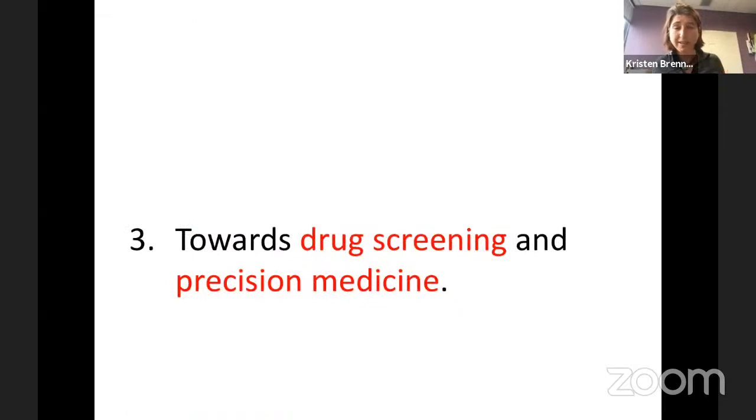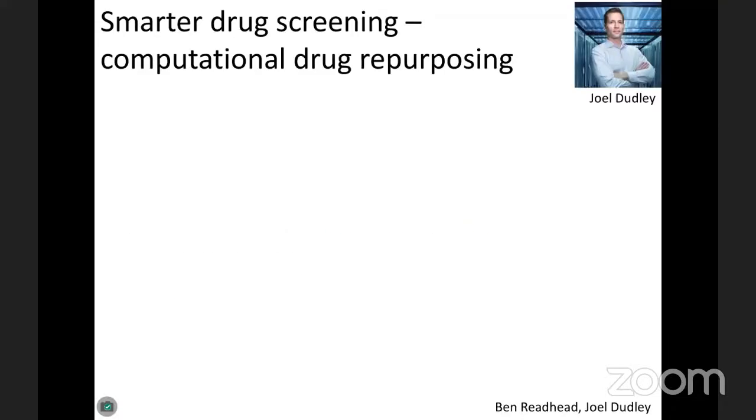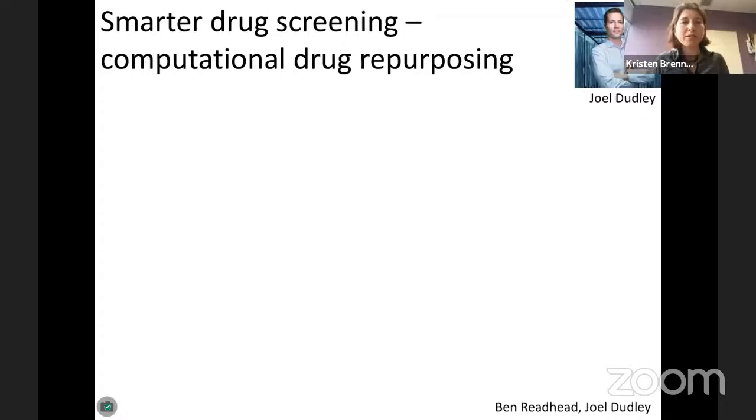And so with the few minutes I have left, if that's okay, Pablo, come shut me up if it's not, I want to talk to you about drug screening and precision medicine. The goal here is to do smarter drug screening because it's still so hard to scale these experiments to hundreds or thousands of donors and hundreds of thousands of drugs.